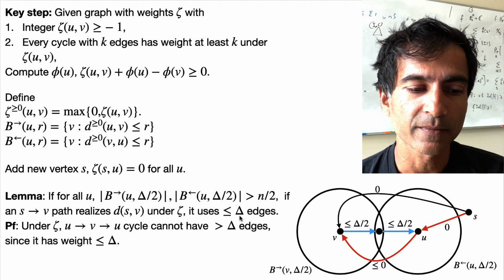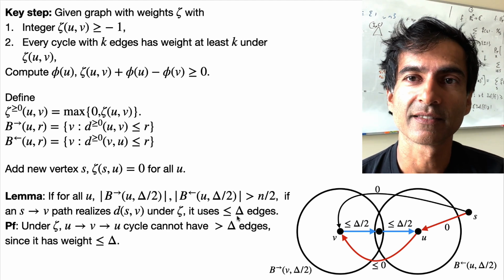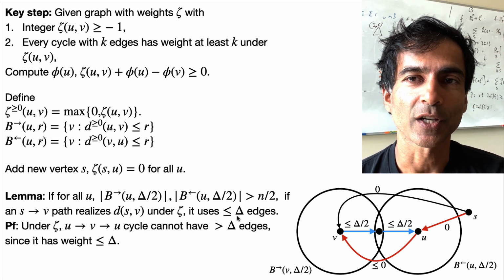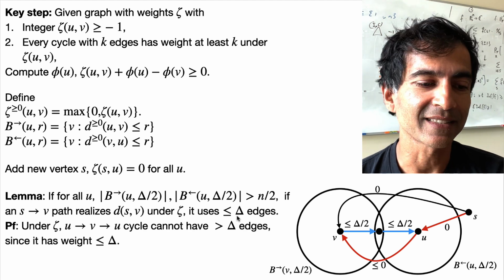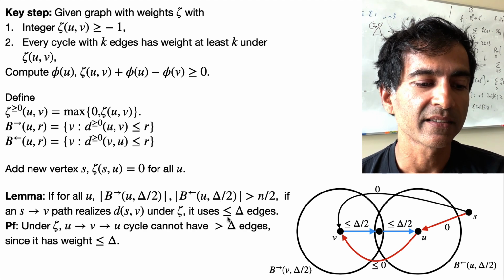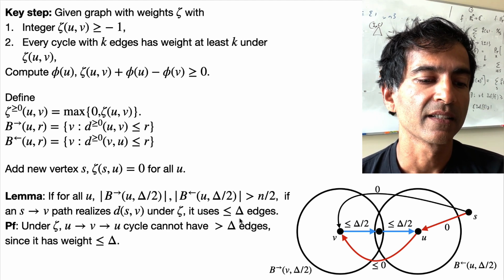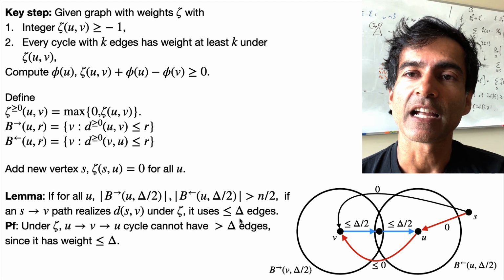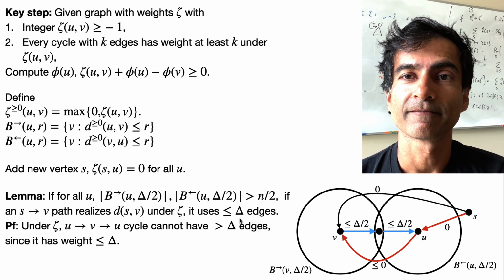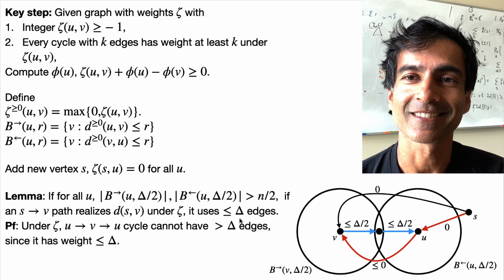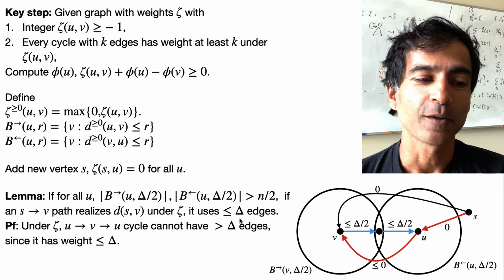Actually, I think there's a typo. This should say delta plus 1 edges. Okay, but anyway, the point is that if all of these balls are big, then I want to prove to you that every shortest path must be short, must have a small number of edges. Okay. And why is that?